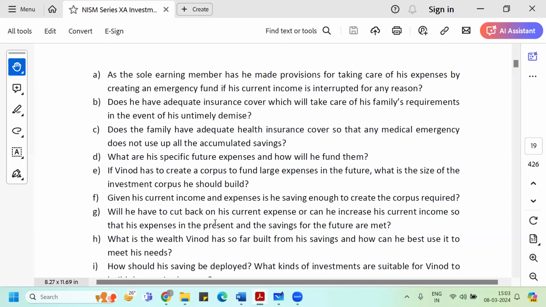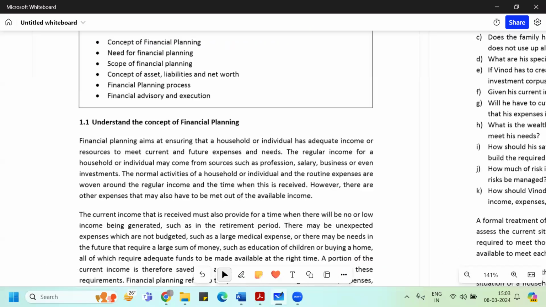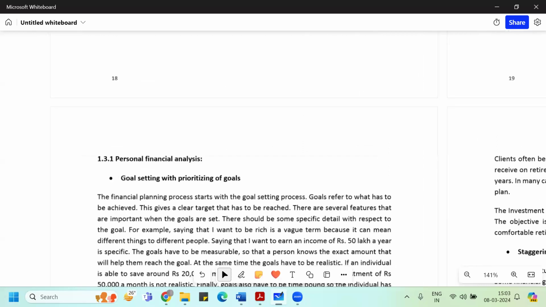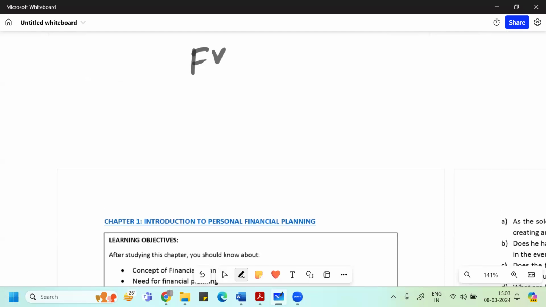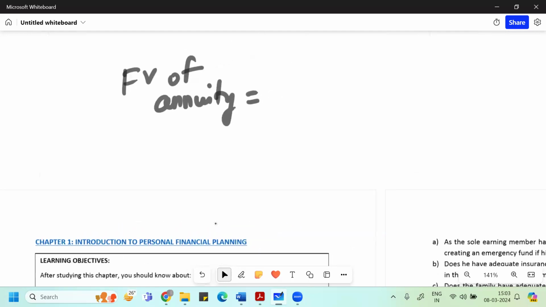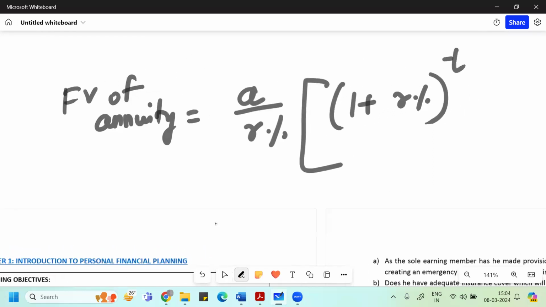It's a very simple mathematical formula that you can do in Excel with the future value of annuity. Future value of annuity is the amount you're looking to achieve in the future, equal to A divided by rate of interest, into (1 plus rate of interest) to the power time, minus 1. A is the annuity, the amount you can save per month.